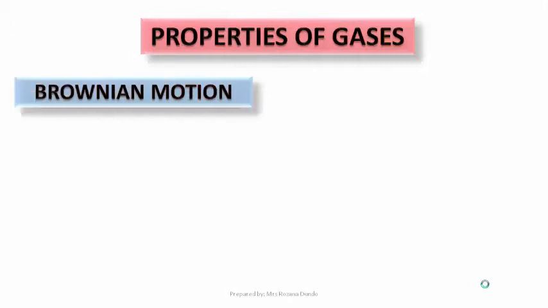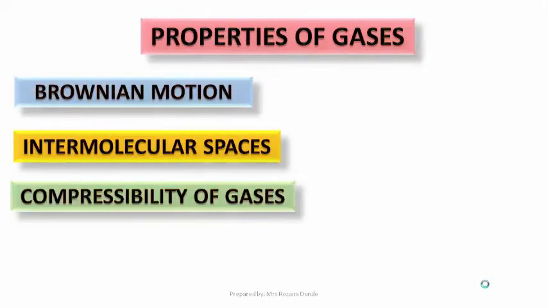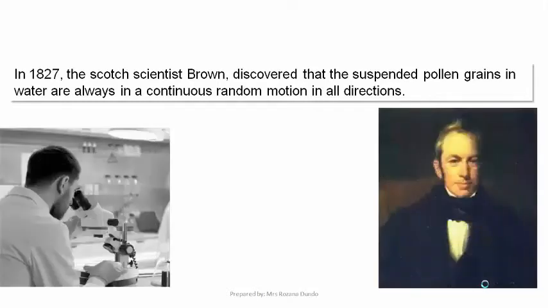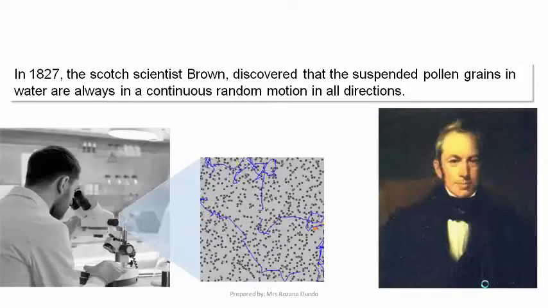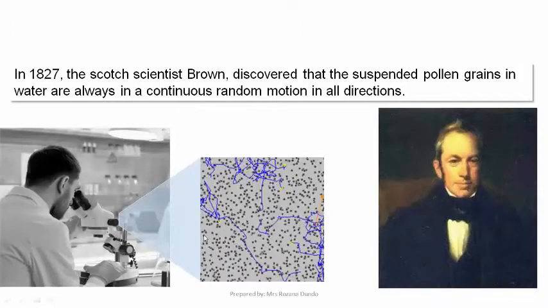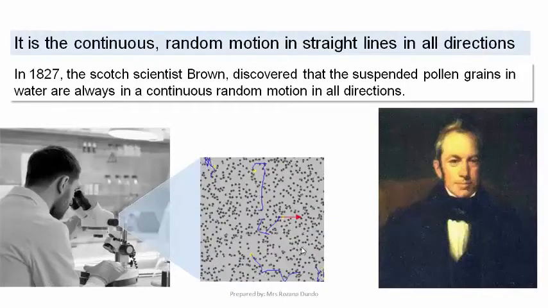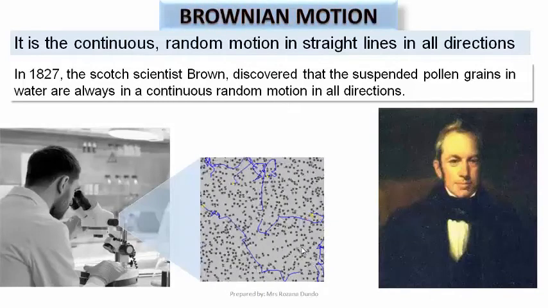Properties of gases: Brownian motion, intermolecular spaces, compressibility of gases. In 1827, the Scottish scientist Brown discovered that suspended pollen grains in water are always in a continuous random motion in all directions, as shown in the video. This continuous random motion in straight lines in all directions was called Brownian motion, after the scientist who discovered it.